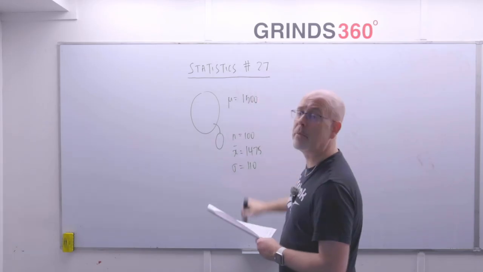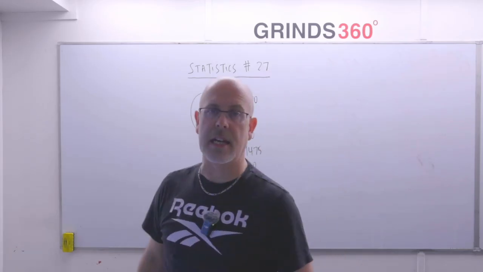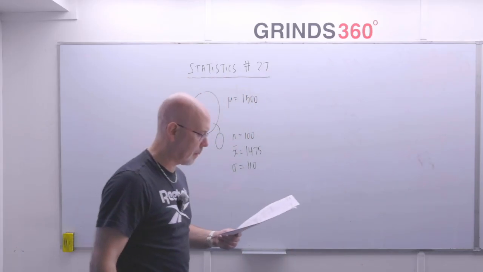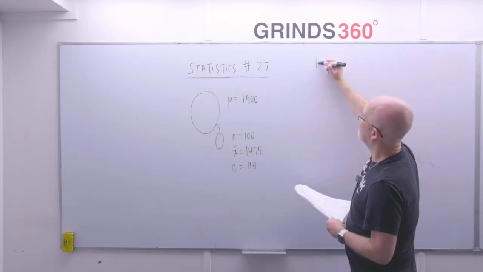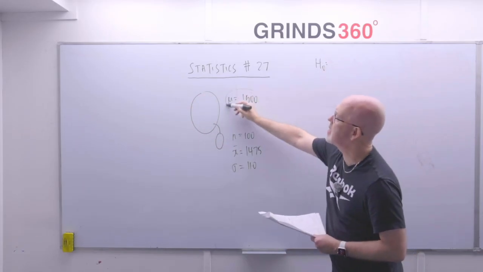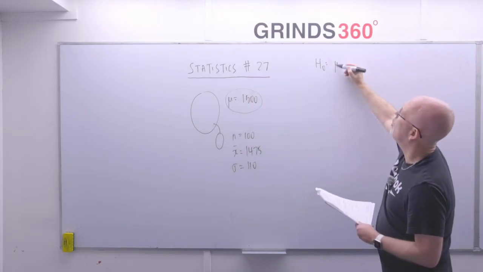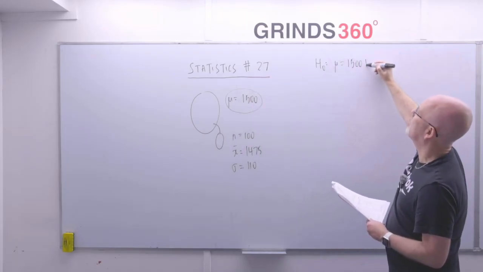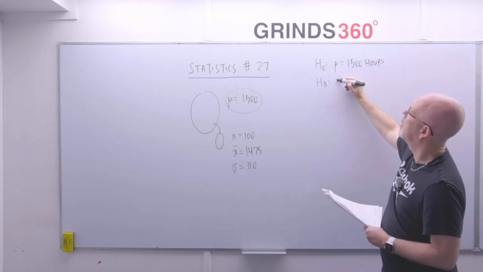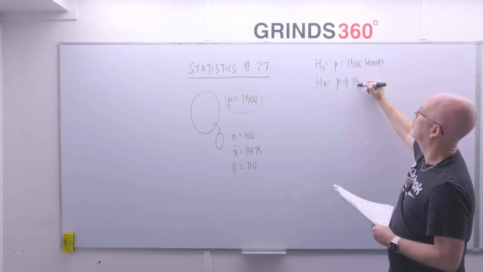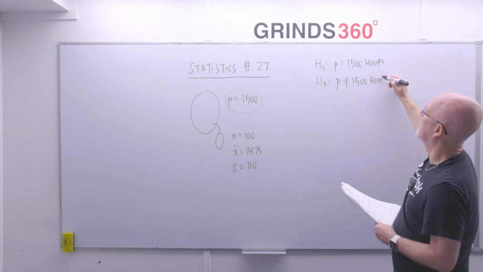And now, yet again, I'm done with the text. I don't need to revisit the text now. I've got all the information I need. So we'll do our hypothesis test now. So starting off, H0, remember, as always, is this guy here. So mu equals 1,500, and I'll put the units in just to be safe. And then HA is that mu is not 1,500 hours.